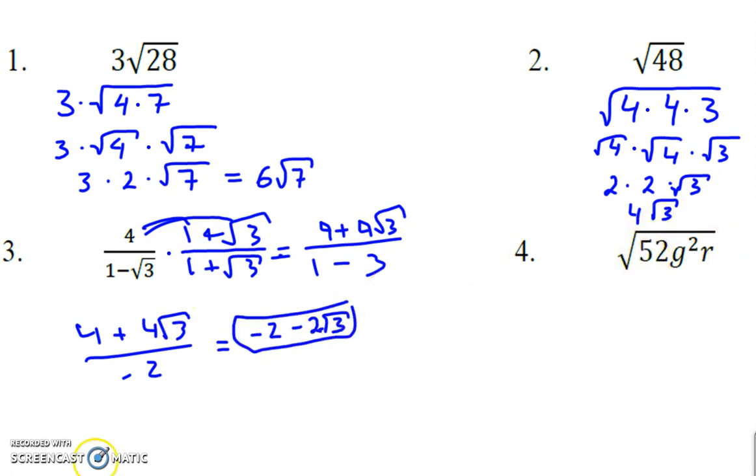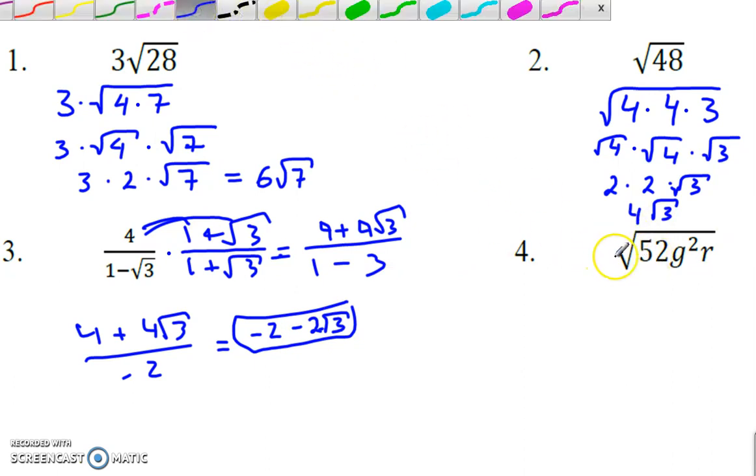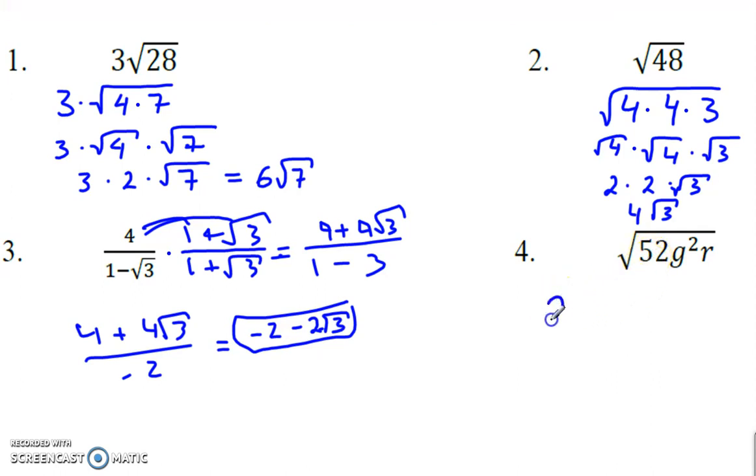All right, here. And right here, 52. What goes into 52? That is 13 times 4. And 4 can be simplified, so we have 2. The square root of 4 is 2, and then the square root of g squared is g, and we're left with 13r.